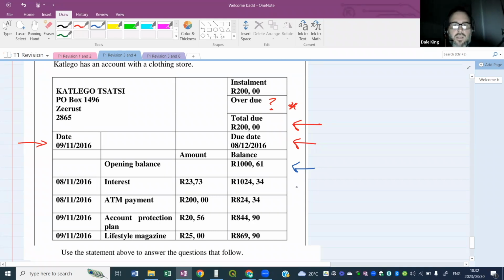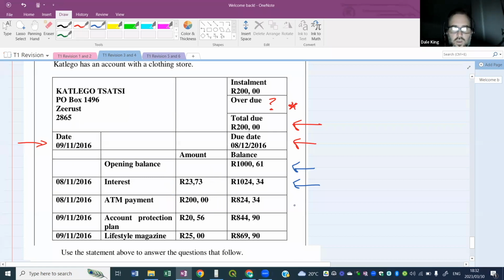Then in the second line, we have interest. Like I told you guys, this is like a loan. You've bought something out of the shop, but you haven't paid for it. You still owe money for these items. So it's like a loan, and any loan incurs interest. This 23 Rand 73 is interest on the amount that's still outstanding that you owe.